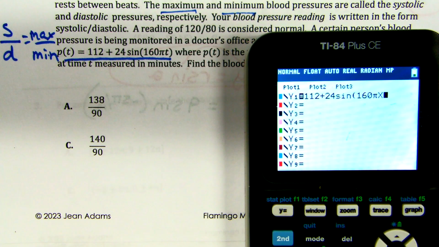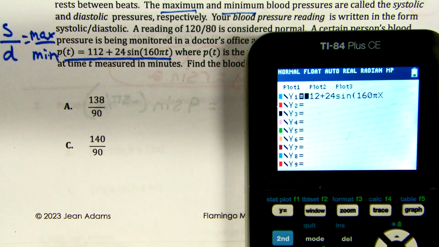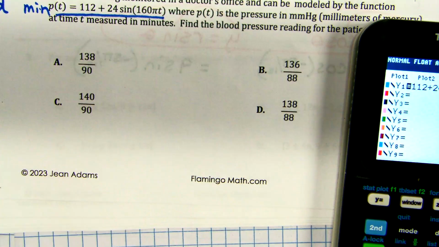And remember, t is the same as x. If you hit graph, you shouldn't see anything. If you did it right, you shouldn't see anything. That's normal, so make sure you type it in correctly. The reason we don't see anything when we graph this is because, let's think about what our answer choices are. When I talk about min and max, is that the x or the y value of an ordered pair?